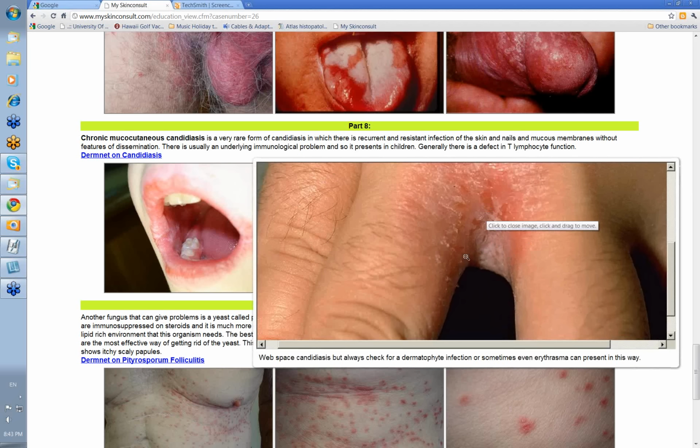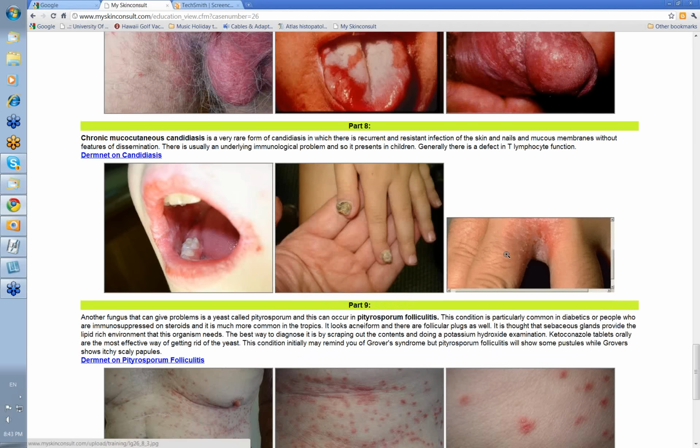And the other little form of Candida is here, web-space candidiasis. Now, I've said here always check for a dermatophyte infection. And sometimes even erythrasma can present here. But I mean, that's white and eroded. Erythrasma usually doesn't present like that. So that's a Candida web-space infection. Chronic mucocutaneous candidiasis for these.